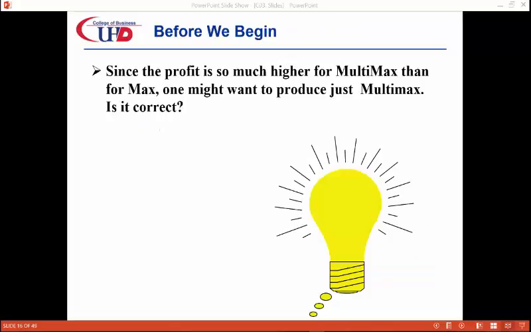Now, let's first test our intuition. Since Multi-Max is much more profitable, should we produce only Multi-Max? No, your experience in the Lego game should tell you this might not be right. We need to analyze it more carefully.